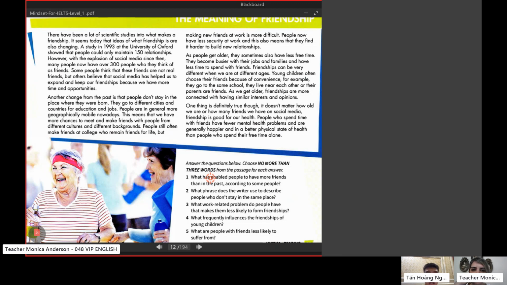It doesn't matter how old we are or how many friends we have on social media. Friendship is good for our health. People who spend time with friends have fewer mental health problems and are generally happier and in a better physical state of health than people who spend their free time alone.